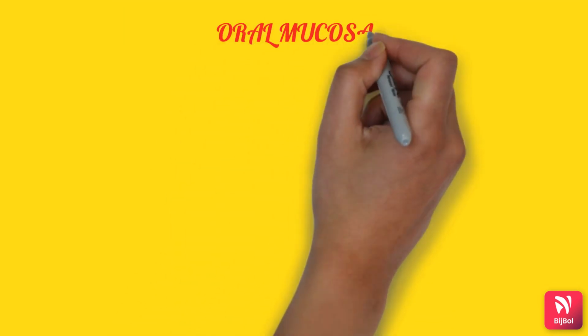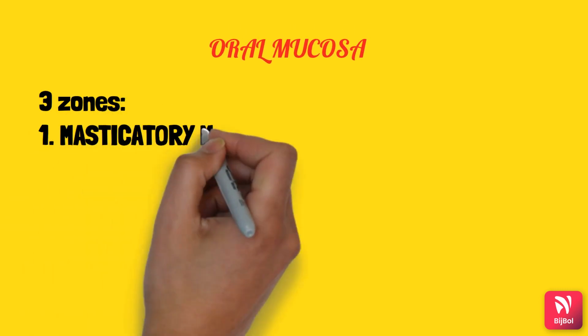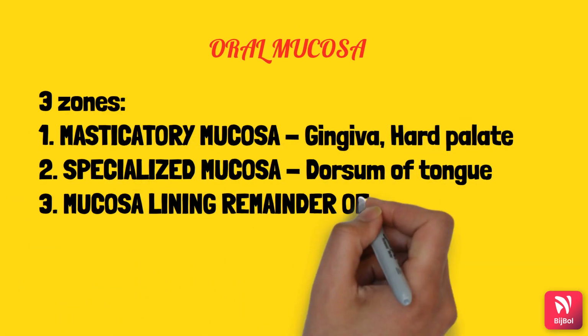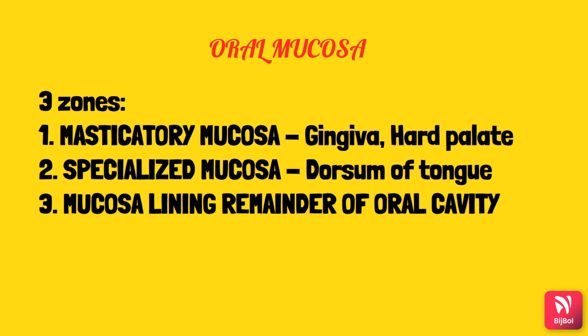Now we will learn what oral mucosa is. Oral mucosa is the lining of the oral cavity. It is divided histologically into three zones. The first one is the masticatory mucosa, which covers the gingiva and the hard palate. The second one is the specialized mucosa, which covers the dorsum of the tongue. And the third mucosa is the one that lines the rest of the oral cavity other than the above two categories.